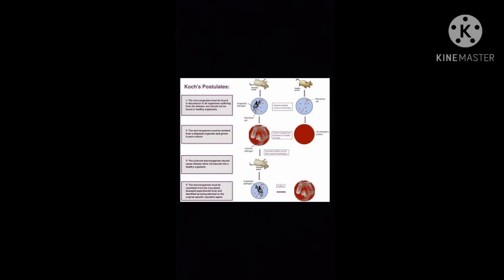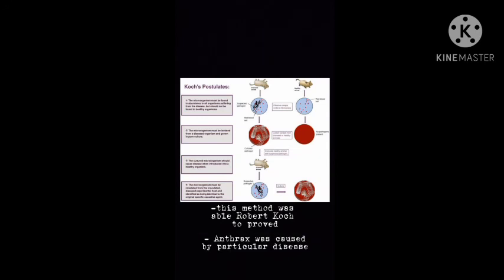Then after some time, this should cause the same disease as the sick animal had. This method enabled Robert Koch to prove that anthrax was caused by a particular microorganism.